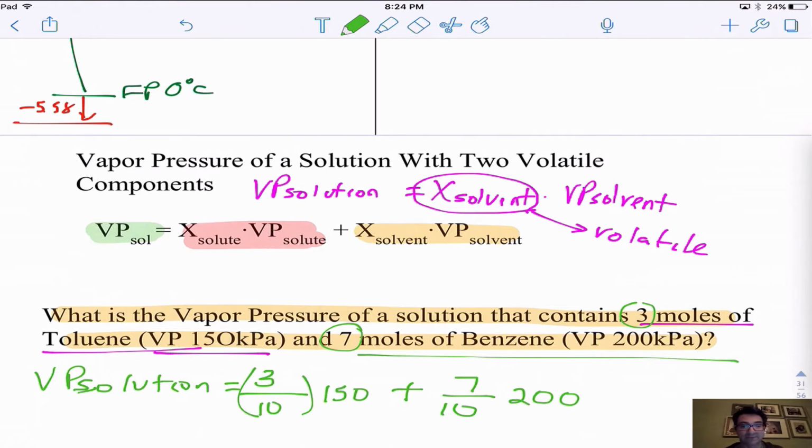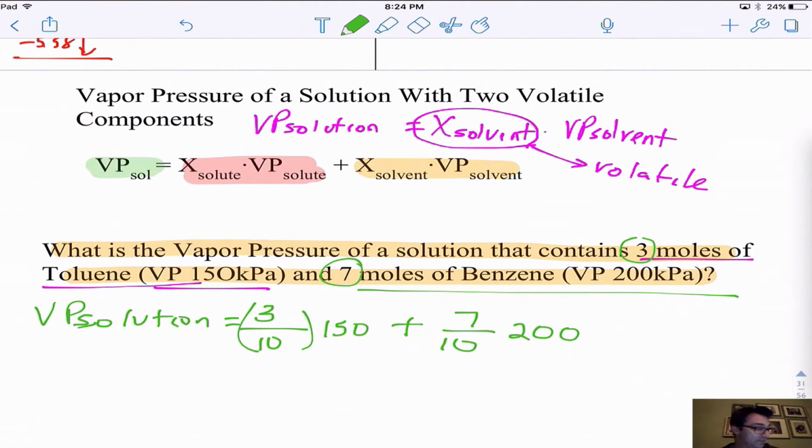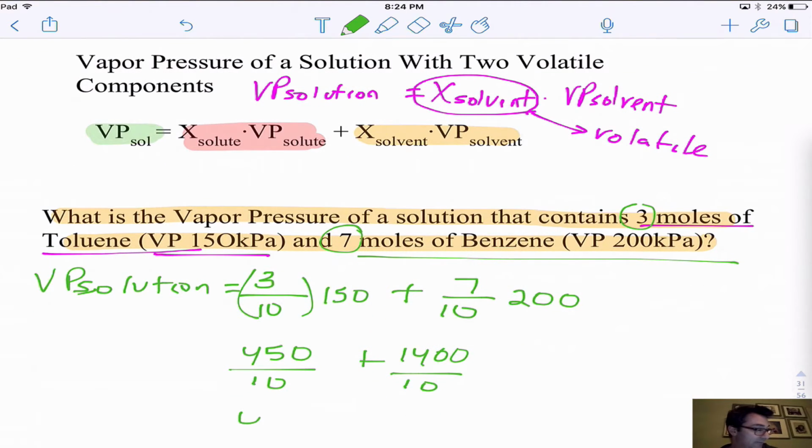And so now we have both of our mole fractions here, and now we can plug into our calculator or try and do the math on our own actually. We would have 3 times 150 is 450 divided by 10, and then 7 times 200 is 1400 divided by 10. This becomes 45, and this becomes 140, and together they would add up to 185 kilopascals.